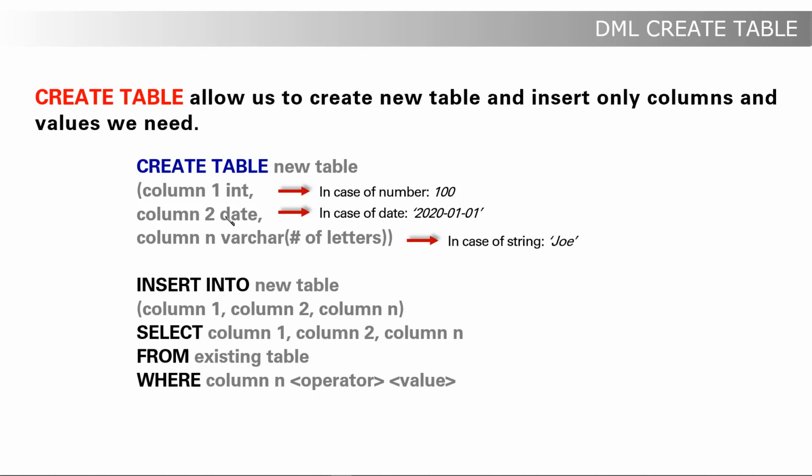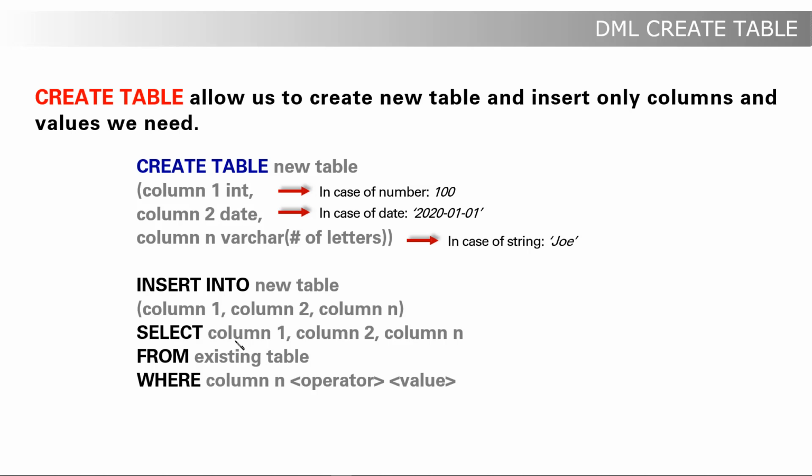Column 2 can be date, and column 3 can be varchar and the amount of letters we want. Let's say we want the string joy, so we call it varchar 25. After that, we do insert into, as we learned, insert into this new table with the new columns that we created.